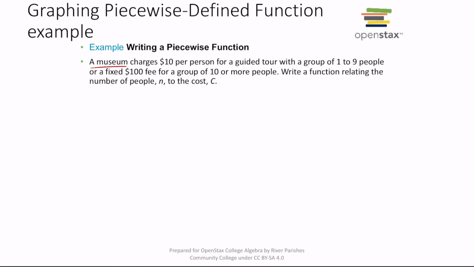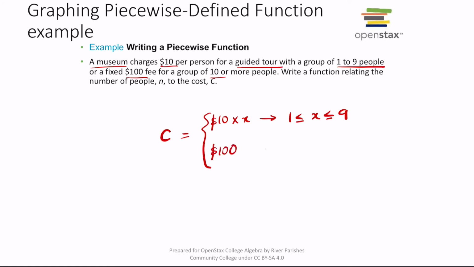So they're asking you, a museum charges $10 per person for a guided tour with a group of 1 to 9 people, or a fixed $100 fee for a group of 10 or more people. So write a function relating the number of people here. So we can write that the cost C can be written as $10 times X if X is between 1 and 9, so 1 less than or equal to X less than or equal to 9, and a fixed $100 fee, so $100 if X is greater than or equal to 10.